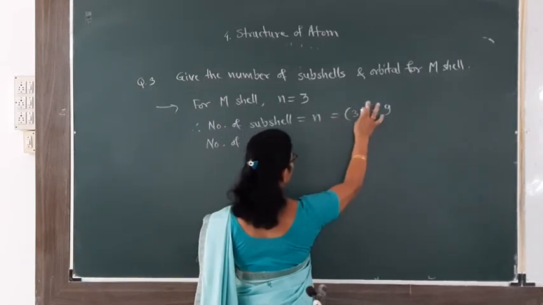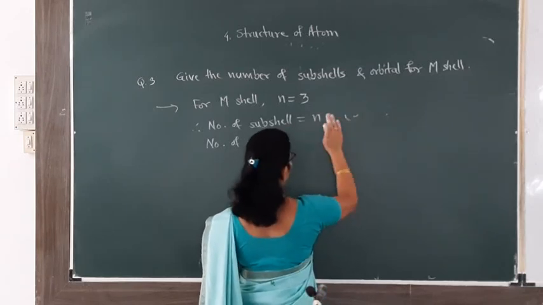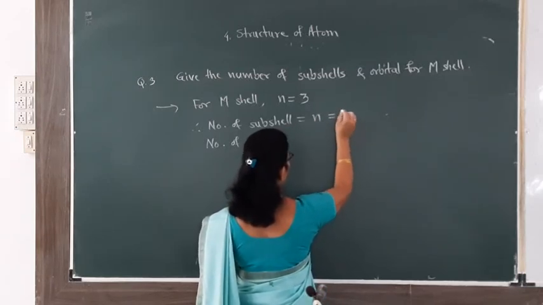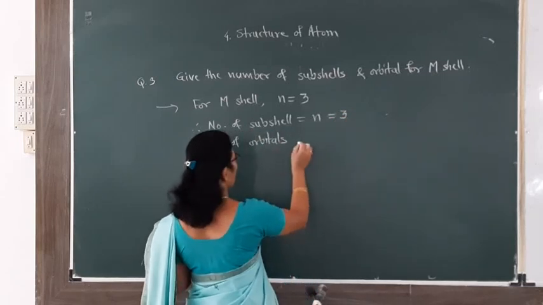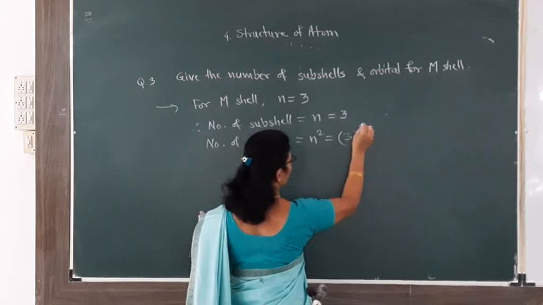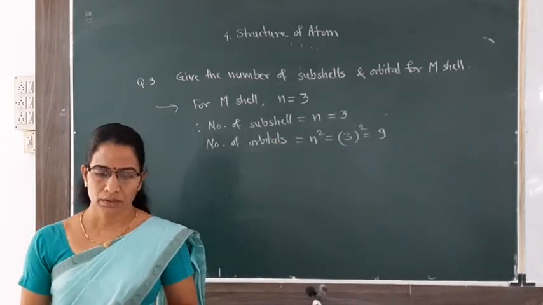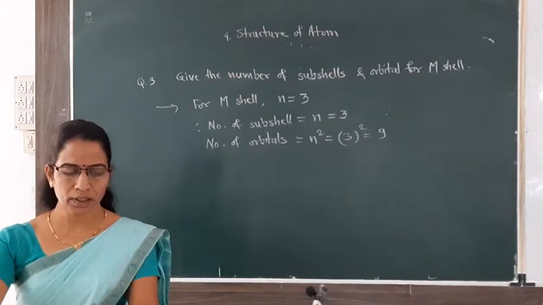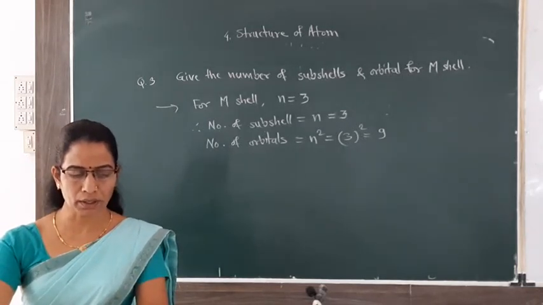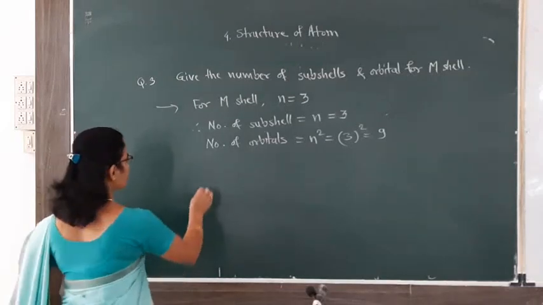The number of subshells is given with the help of a formula. The number of subshells is equal to n, that is equal to 3, and the number of orbitals is equal to n square, that is 3 square, that is equal to 9. Okay, so this is our answer, or you can write this answer with the help of a chart like this.